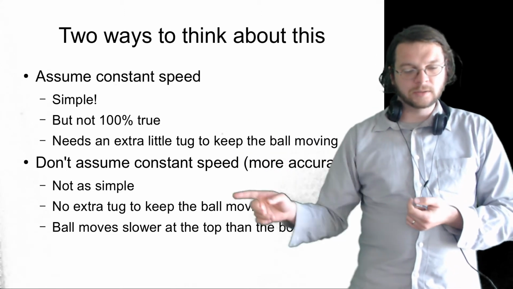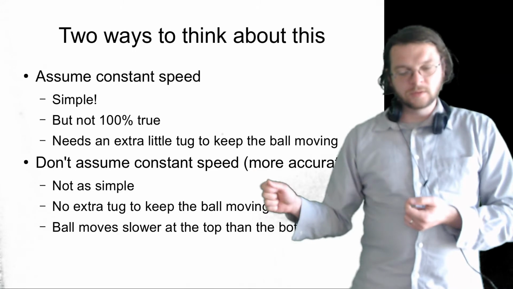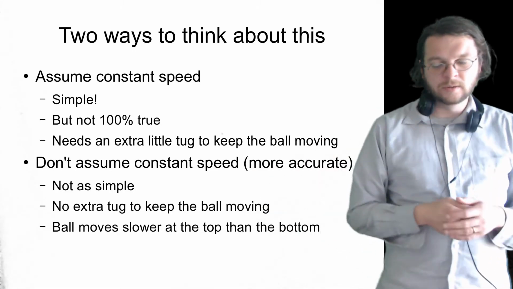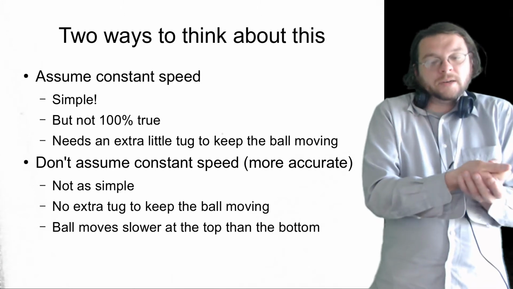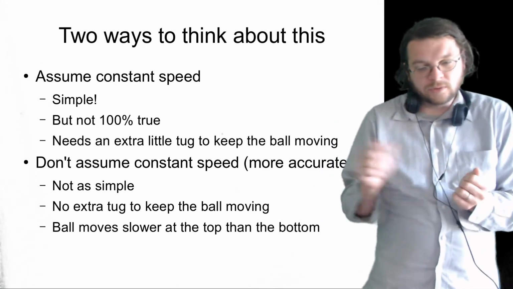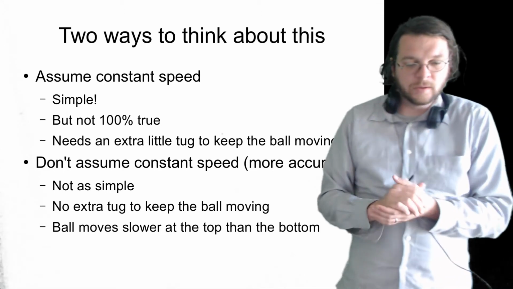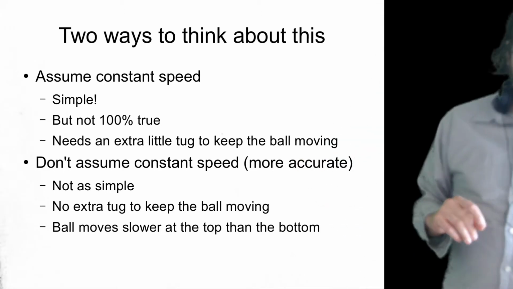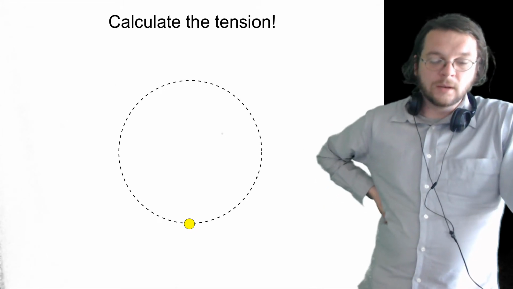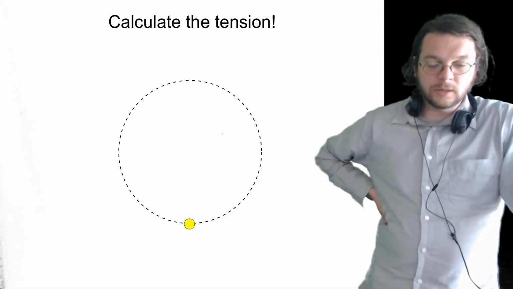But part of the reality here is that when you actually are spinning this thing, you probably are giving it a little bit of a tug. You could just hold it fixed and not tug it, in which case the speed would not really be constant. But there's more than one way to think about it. The force diagrams are the same, which is the nice part, which is what we're going to do right now. So let's say that we want to calculate the tension.